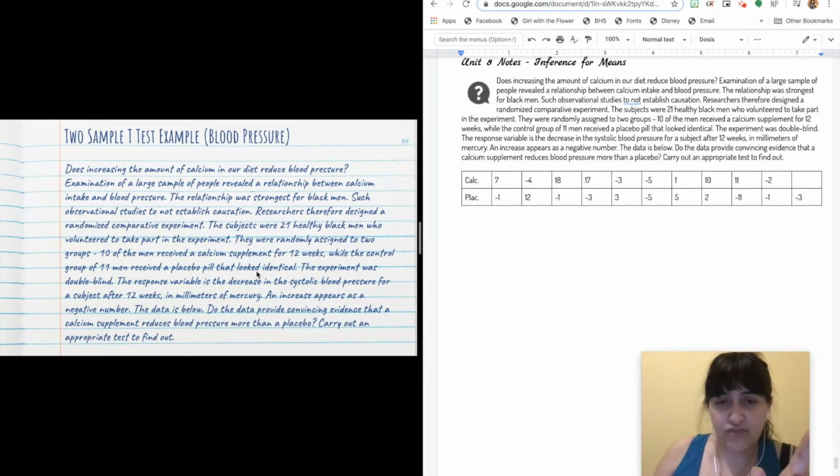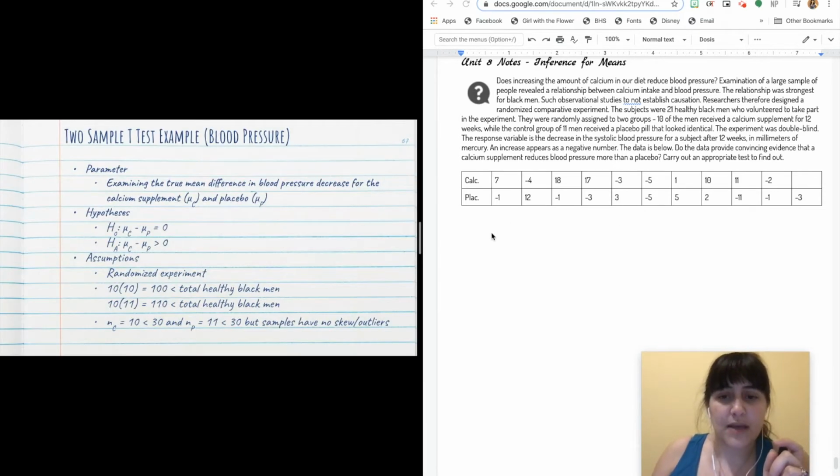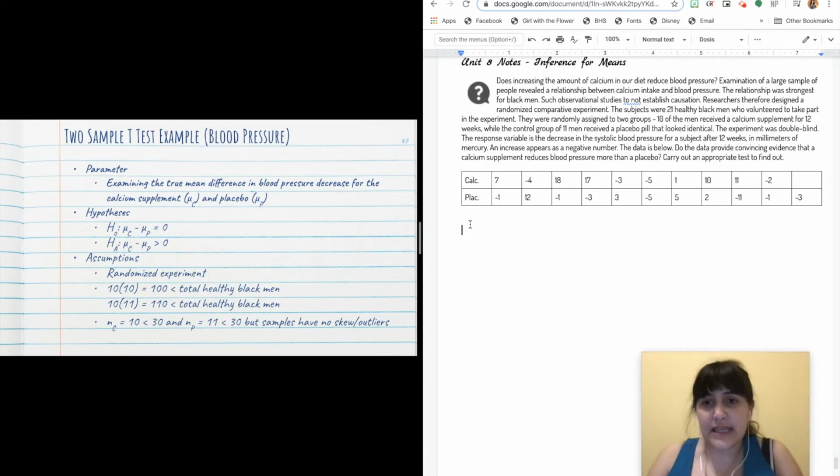So let's get into this test here. We're still following our phantom steps. I'm not going to write out every single thing for you on the right side of the screen, because I do have all of it written out for you here on the left side of the screen. So just make sure you're following along with me in both places. So here, the question is, do the data provide convincing evidence that a calcium supplement, so that's the calc at the top, reduces blood pressure more than the placebo?